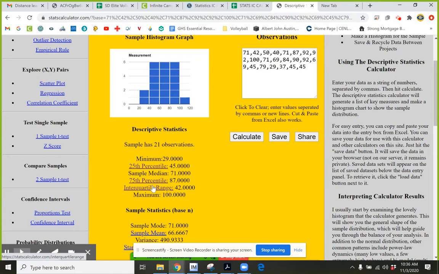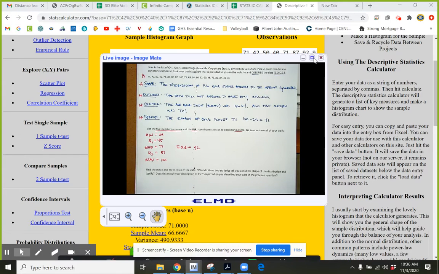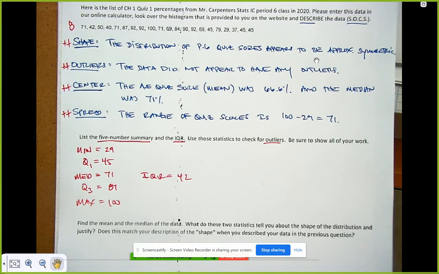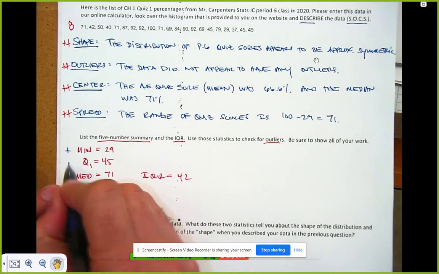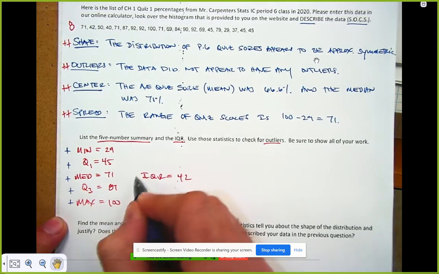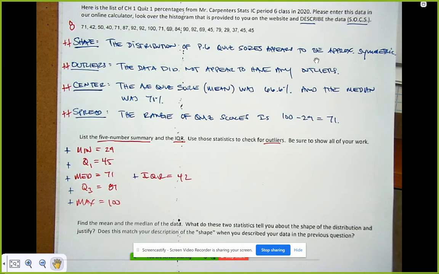Quartile 3, 87, max of 100, and it calculates the IQR for you, which is quartile 3 minus quartile 1. And so if you filled those in, right, you get 6 points. Easiest 6 points ever.